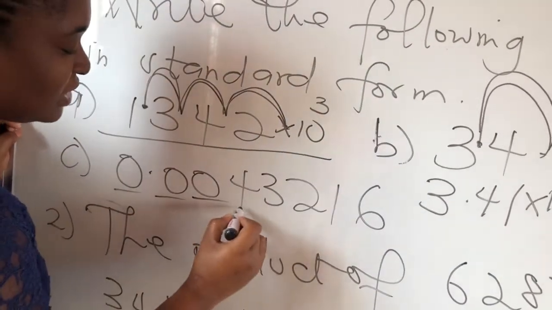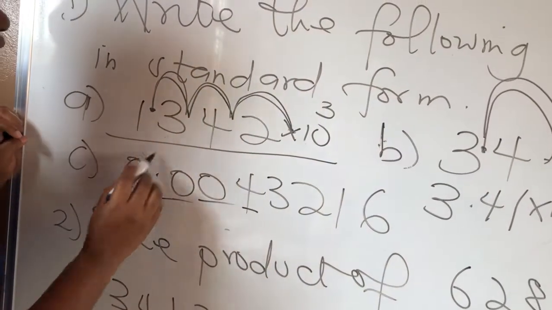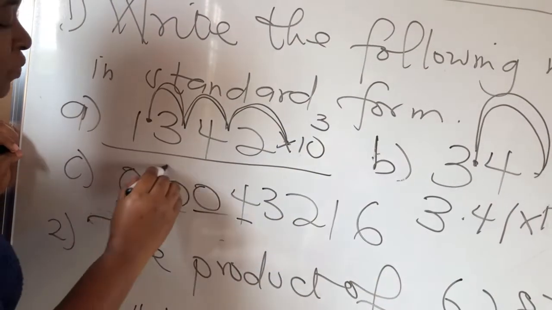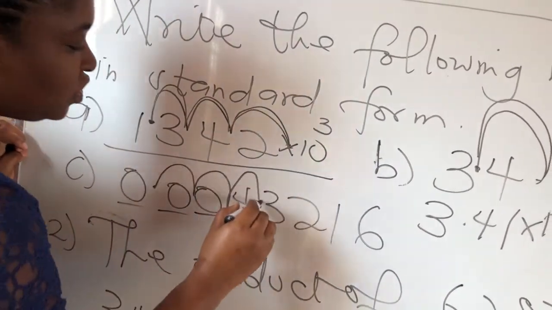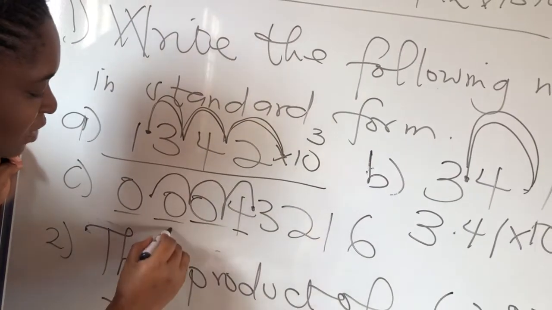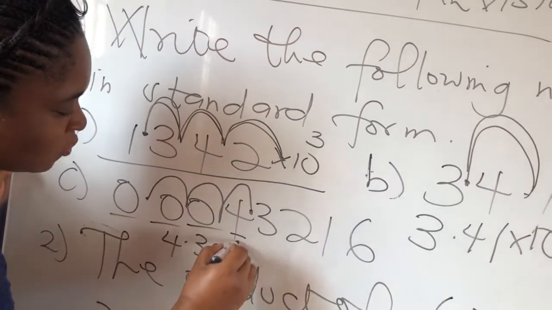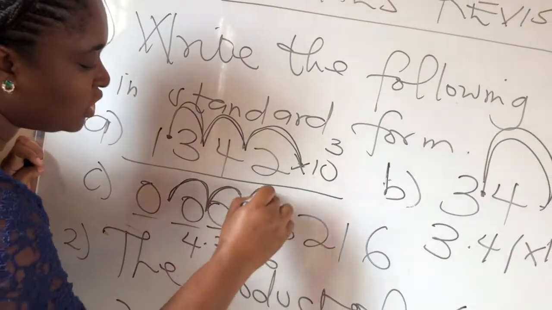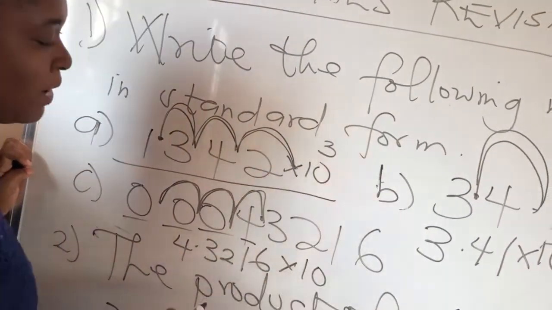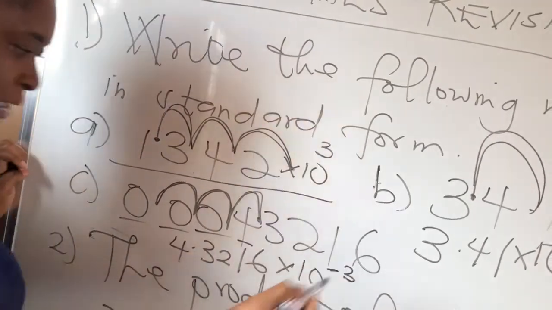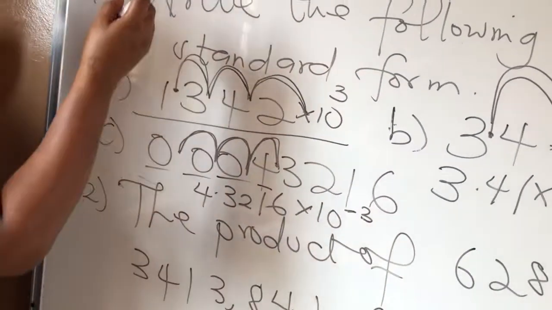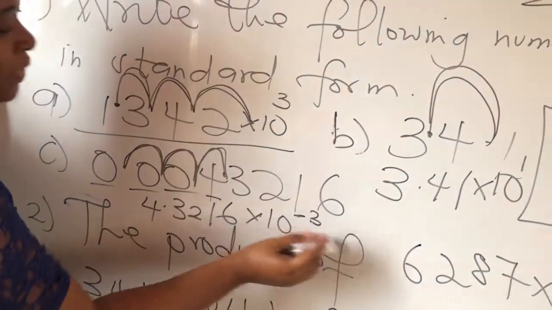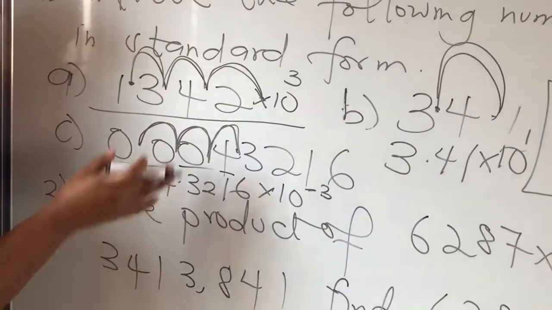The first counting number is what? 4. So you have to move this decimal point to the first counting number, which is 4. So let's move. 1, 2, 3. So the decimal point comes here, and you have 4.3216. How many times did we move? We moved 1, 2, 3 times, 10 raised to the power -3. Why? Because we moved from the left to the right. So our power must be what? Negative.